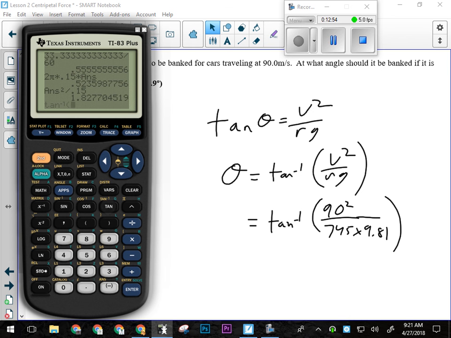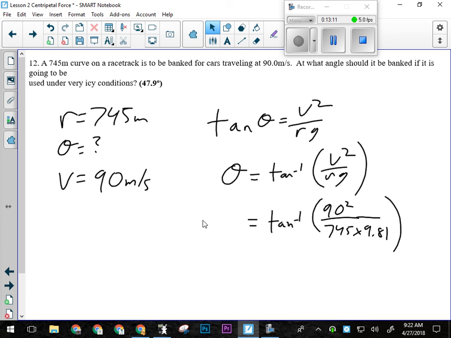So we're going to have tan to the minus 1 of 90 squared. And again, the bottom has to be in brackets or this doesn't come out right. 745 times 9.81. Okay, so we get 47.9 degrees above the horizontal for our angle of bank. That is a wickedly banked corner. It is closer to vertical than horizontal. So really, really steep. You would have to go really fast, 90 meters per second, to stay in that corner and not slide into the middle.